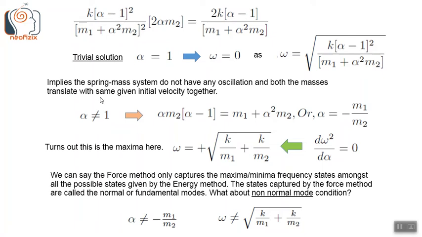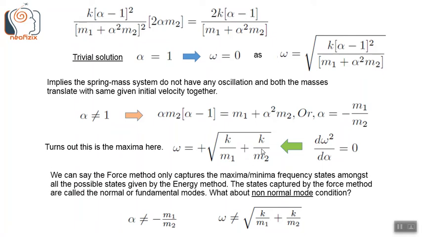When alpha is not equal to 1, we get the ratio alpha equals minus m1 by m2. That is, if we want d omega squared by d alpha equals 0, these are the two solutions, either alpha equals 1 or alpha equals minus m1 by m2. So we get the same alpha as in the force balance method. We got the same minus m1 by m2 from the force balance method also, and the same omega that we got in the force balance method.